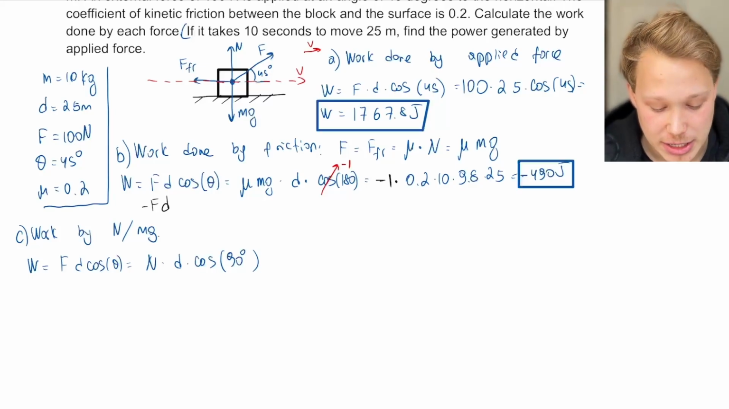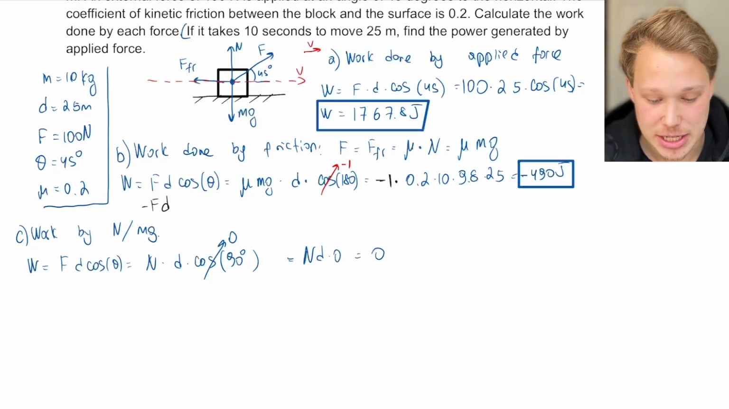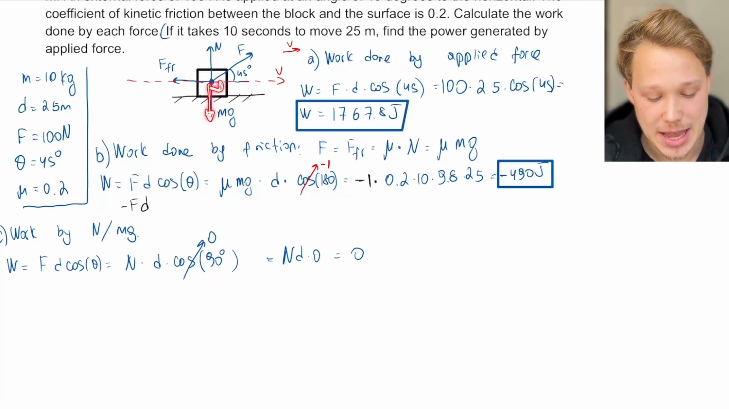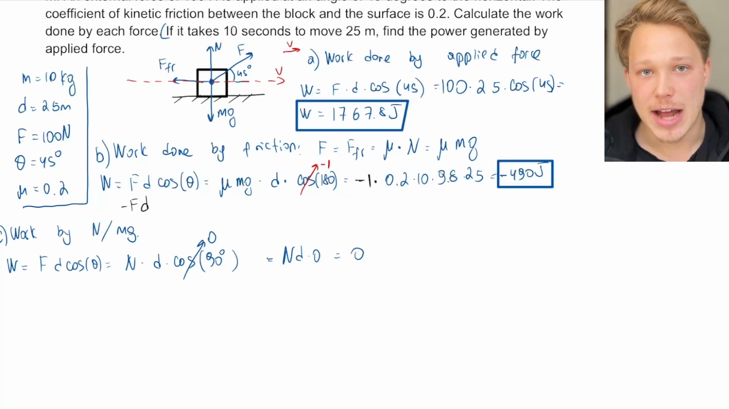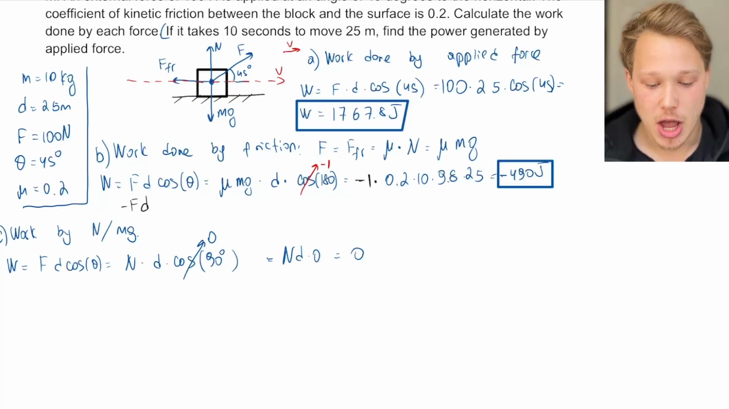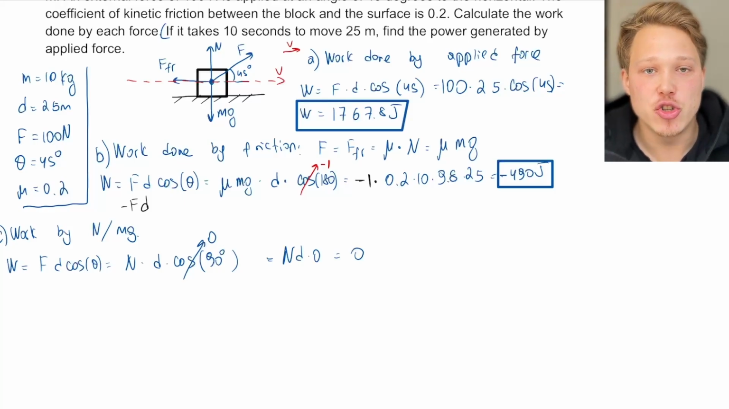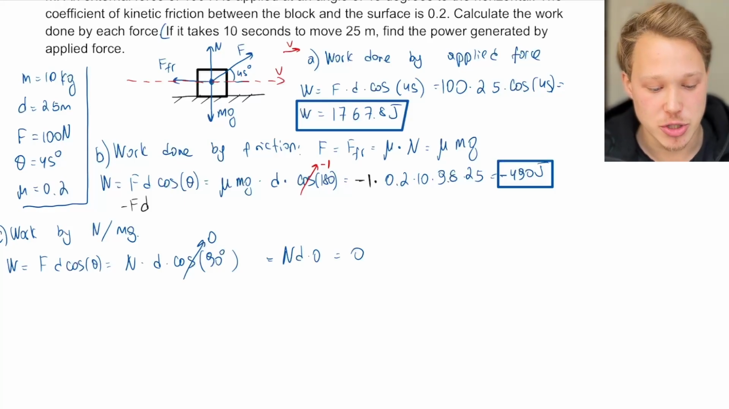And cosine of 90 degrees is 0. So work done by normal force is 0, and work done by the gravitational force will also be 0, because the angle between the gravitational force mg and this displacement is 0 as well. Conceptually, you can understand it in the following way. Normal force and mg do not contribute to moving this block to the right. Therefore, they're not doing any kind of work on this object.